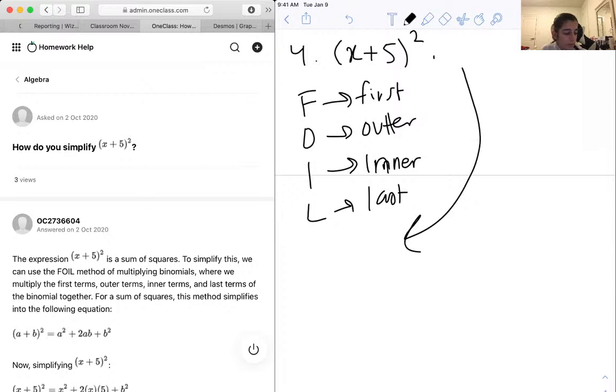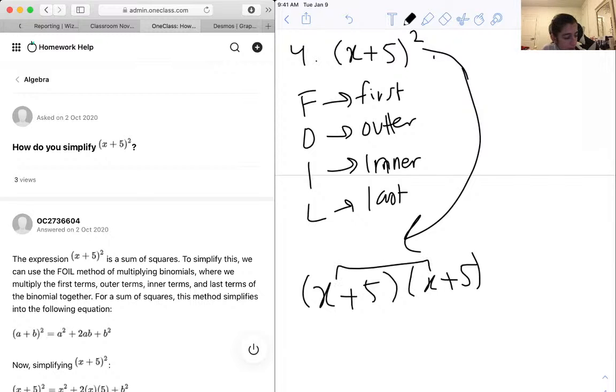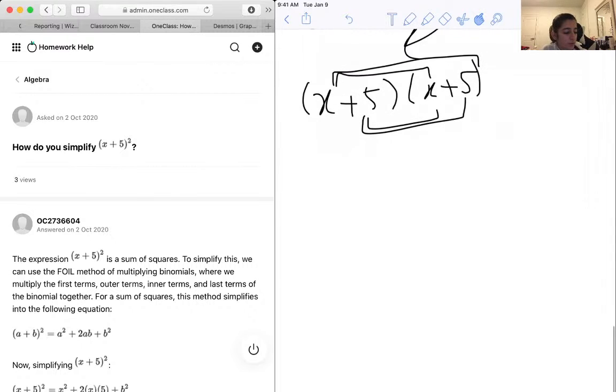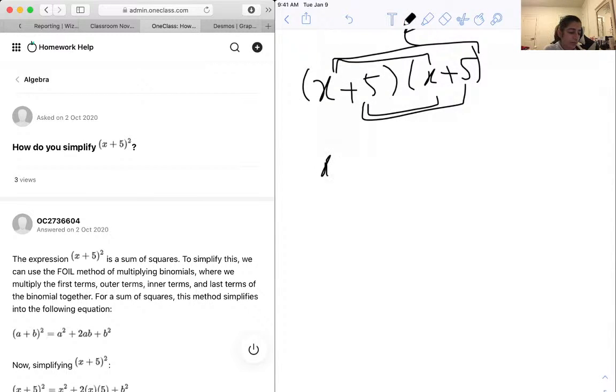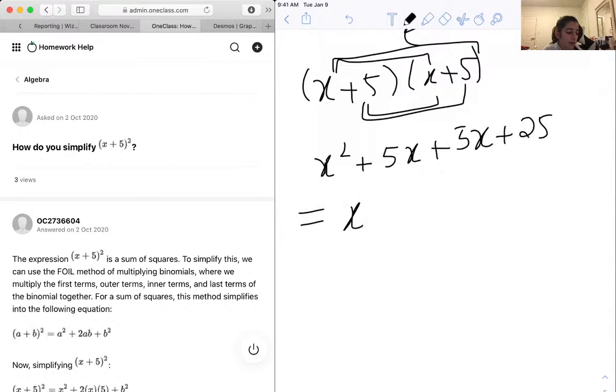This is the same as writing down (x + 5) times (x + 5). So first we're going to multiply that, and then we're going to multiply this, and that, and this. So x times x is x squared, and x times 5 is 5x. Move on to the next term. So 5 times x is 5x, and 5 times 5 is 25. So this equals x squared plus 10x plus 25. And that is our final answer.